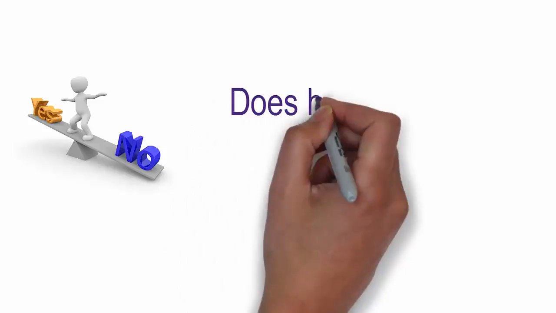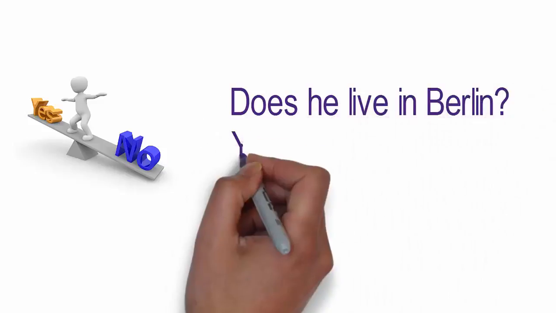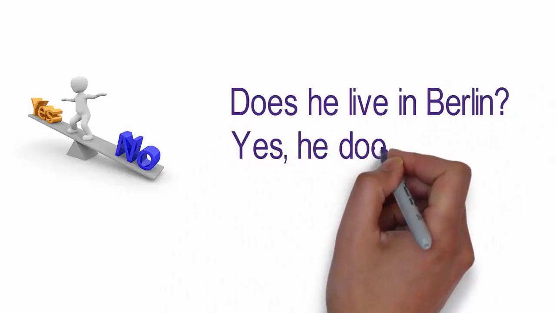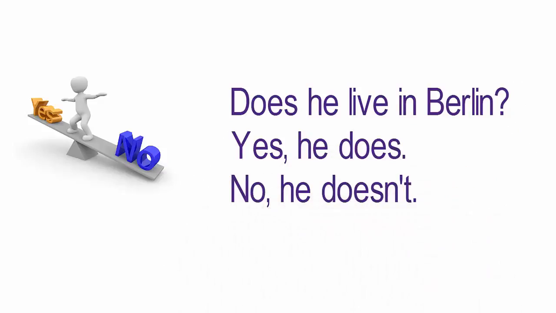Okay, yes or no questions. For example, does he live in Berlin? Yes, he does. No, he doesn't. So we start the question with does and the answer with does or doesn't. It's really easy. Try it yourself.